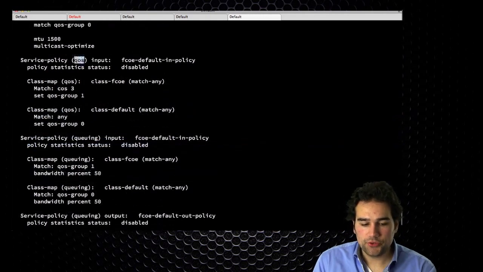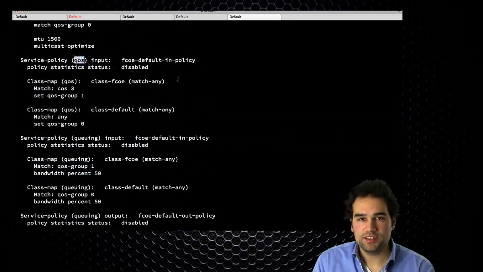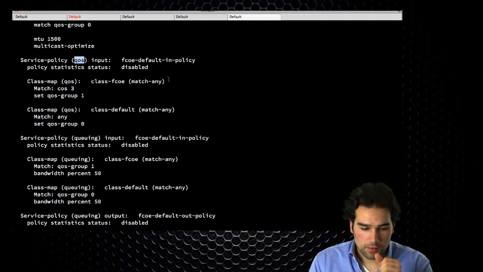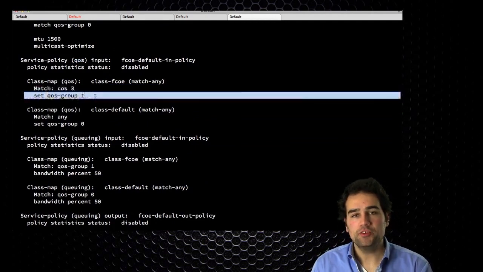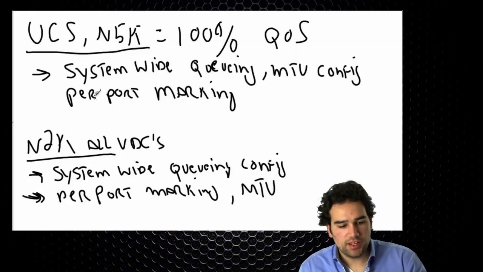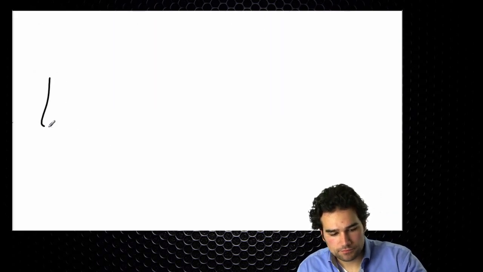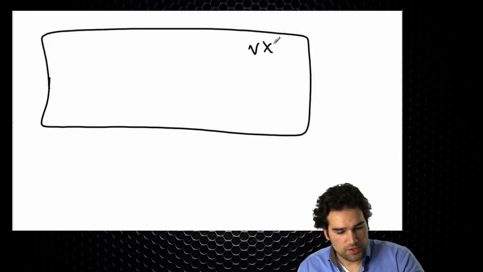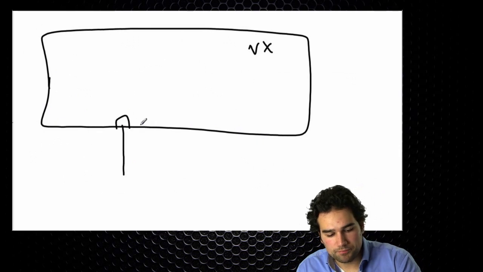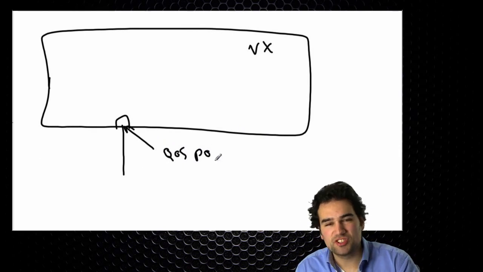And then finally, that third map is a QoS policy. The QoS policy is my marking policy. So what this is going to do is match on a certain CoS value and map that to an internal mapping. So if I take that and diagram that, if I have a Nexus switch, traffic is coming in on a port. On this port, I have a QoS policy map of type QoS.